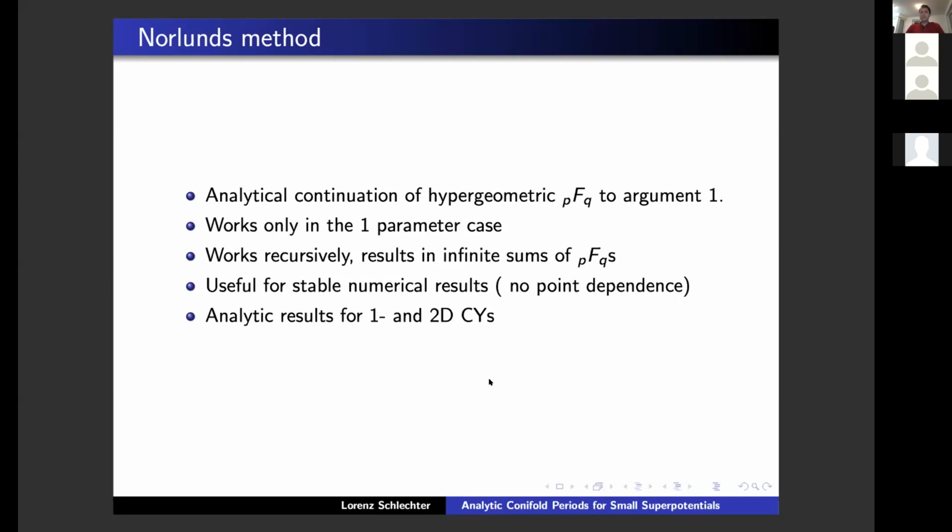This is really useful for numerical evaluations because you get rid of the point dependence of the pure numerical result. And in some cases, you can even get analytic results if you can resum this. This is especially the case for tori or K3 surfaces. But for a full 3D Calabi-Yau, you don't get it. Moreover, you can only do it in a 1-parameter case, so for like the quintic or the sextic, but you cannot do it in a multi-parameter case, so it's not that useful for us.